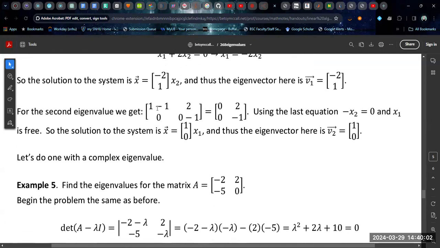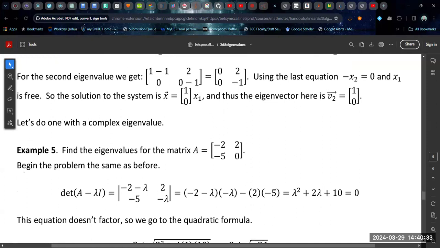For the second one, we're going to plug in our lambda equals 1. That's going to make our column 0 instead of our row 0. And again, these are dependent, they're obviously multiples of each other. So I take my last equation that says x2 is equal to 0, and x1 is the free one because that's the column that has the zeros in it. And then that's going to give us an eigenvector of 1, 0.